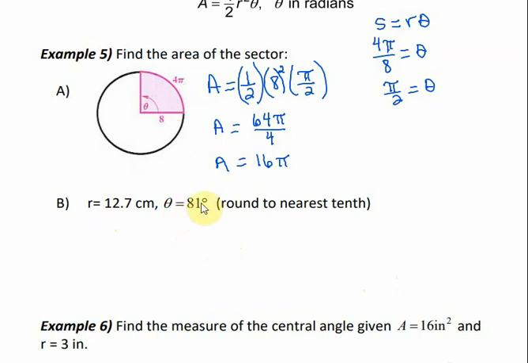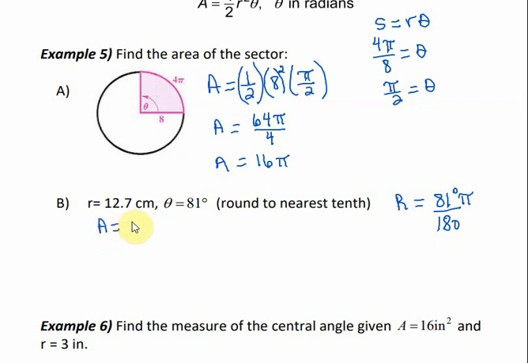So if I want to change this to radians, to get radians, that's going to equal the degree measure divided by 180, and I multiply times pi. Okay, so if I do that, that's going to give me my radian measure, and then I can plug it into the area formula.